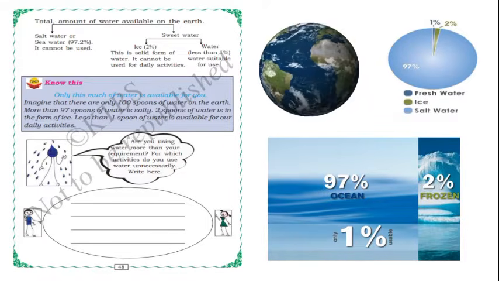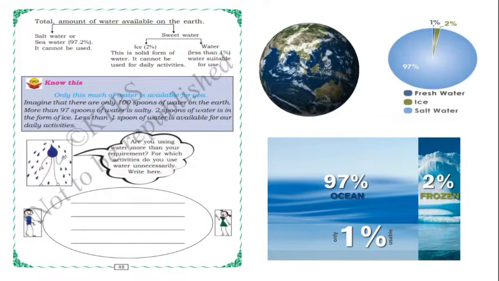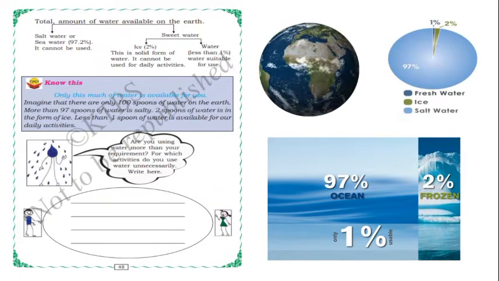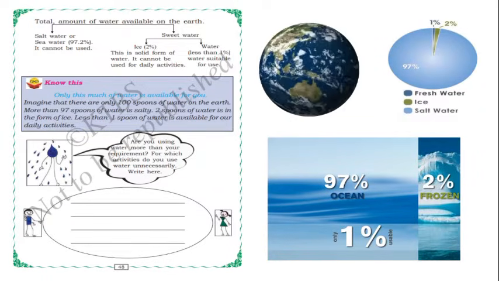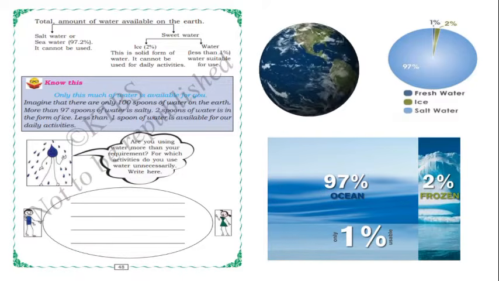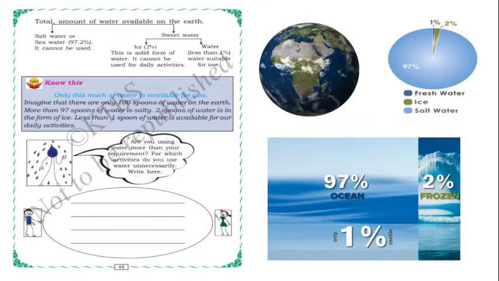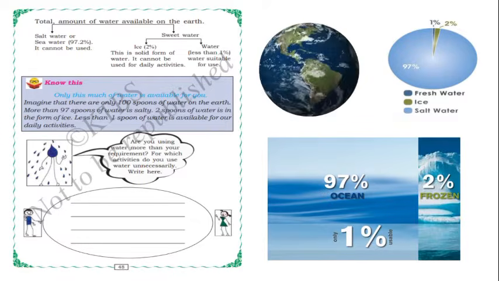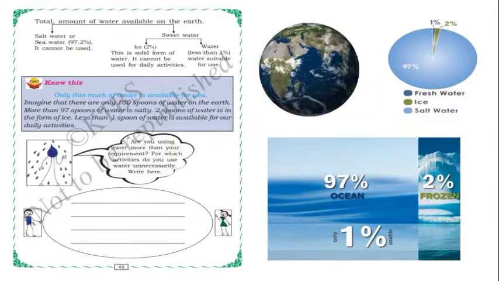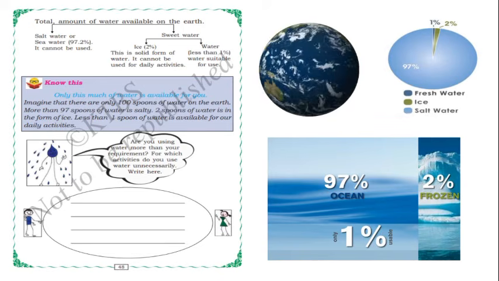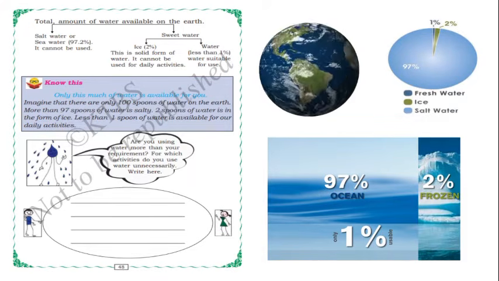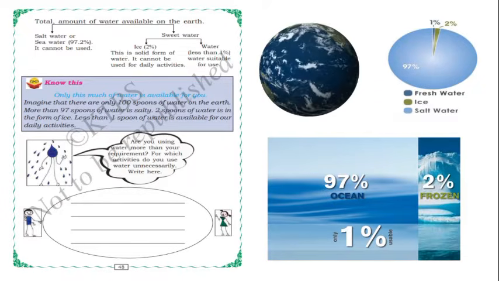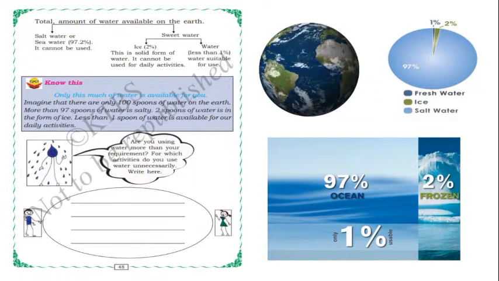On this page we can see the total amount of water available on the earth, salt water or sea water and sweet water. So how much water on the earth is there? In that, two types of water are there. What are those? Salt water or sea water, and one more, sweet water. First we will see about salt water. How much percent is it on the earth, children?